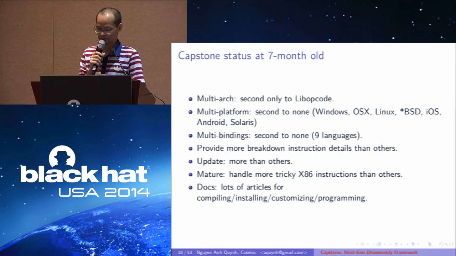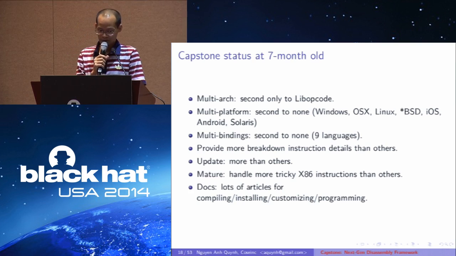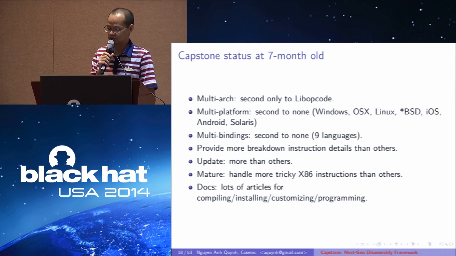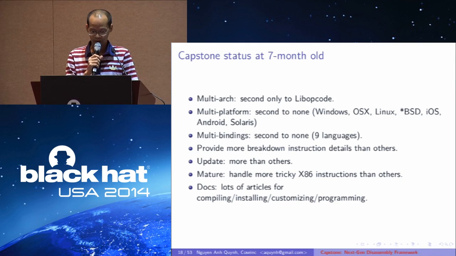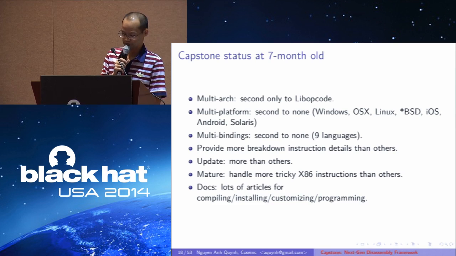Because we support Capstone running natively on Windows, OS X, Linux, FreeBSD, OpenBSD, iOS, Android, and Solaris. Multi-binding, Capstone is second to none because we support 9 languages so far. Capstone provides more breakdown instruction details than anything else. Capstone is more updated than anything else. On maturity, Capstone is, I think, pretty mature. It can handle more tricky x86 instructions than any others.